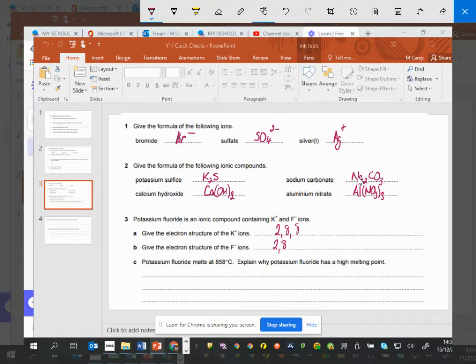This is 2.8. Explain why it has a high melting point. It has strong attraction between oppositely charged ions. It requires a lot of energy to break. Okay.